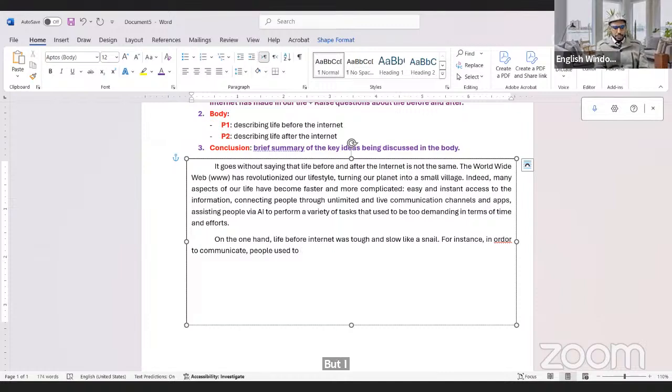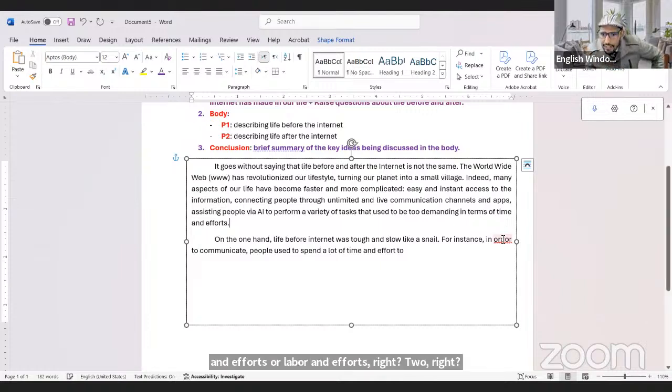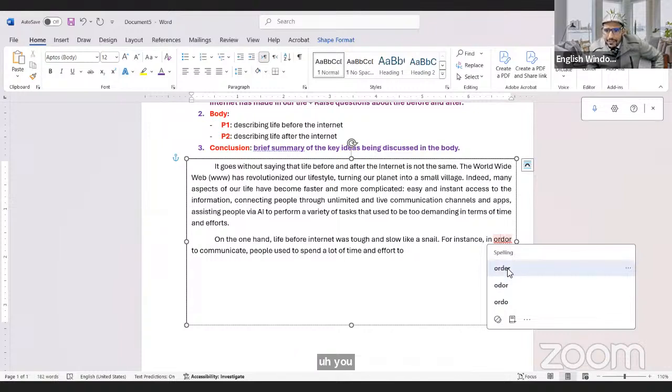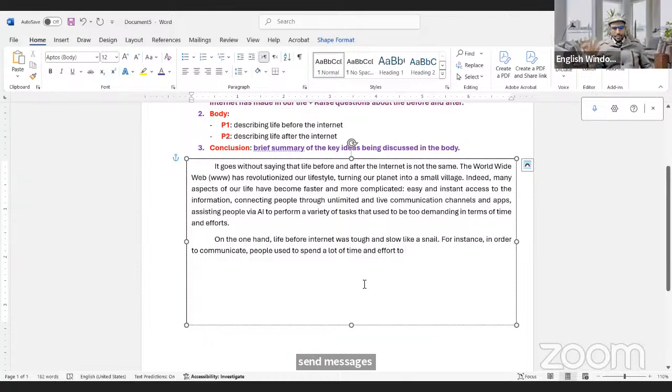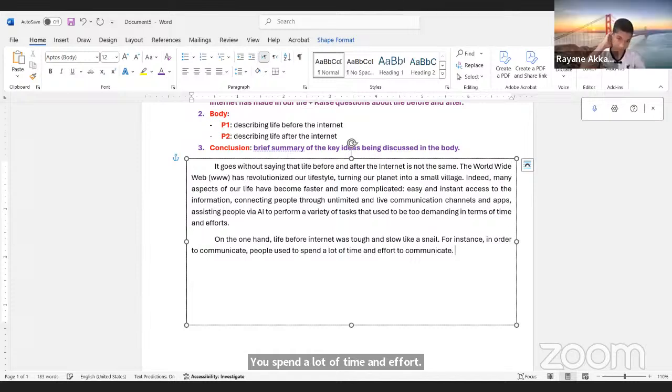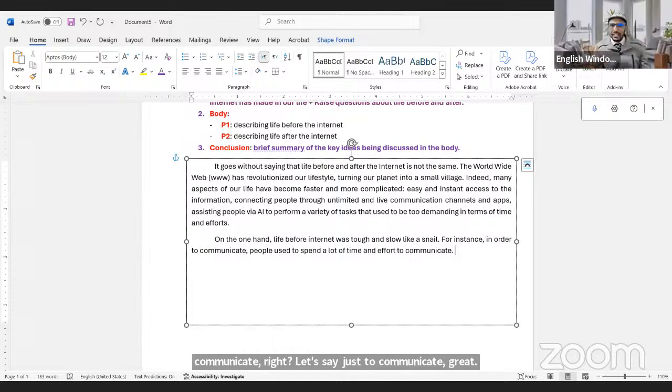People use it to spend a lot of time and effort, or labor and effort, to send messages and mails. To spend a lot of time and effort to communicate, right? Let's say just to communicate. We need to explain this idea more, right?